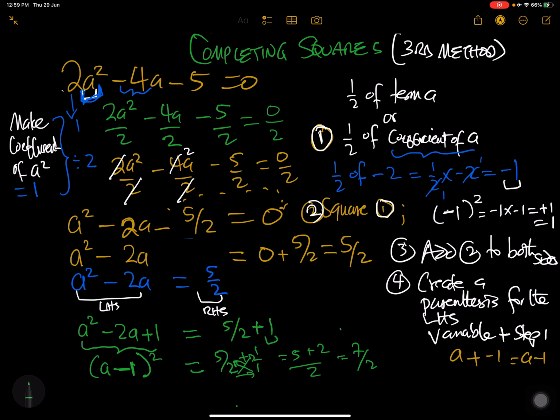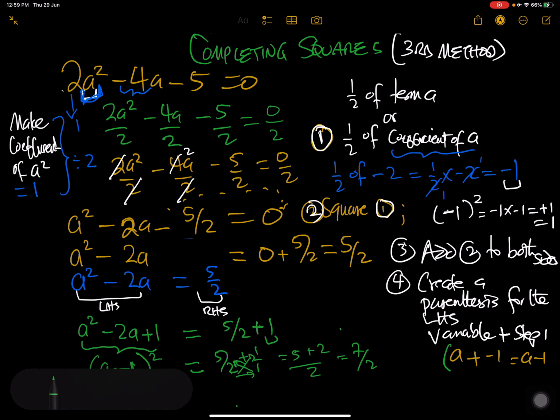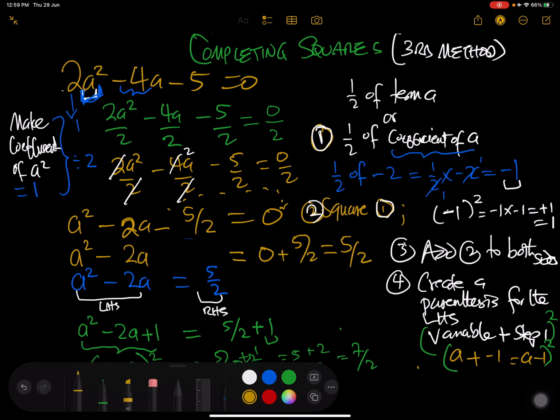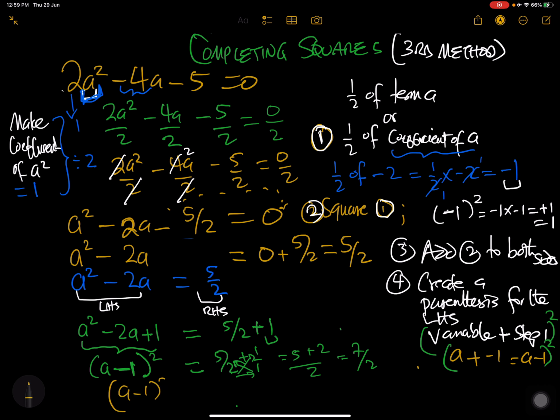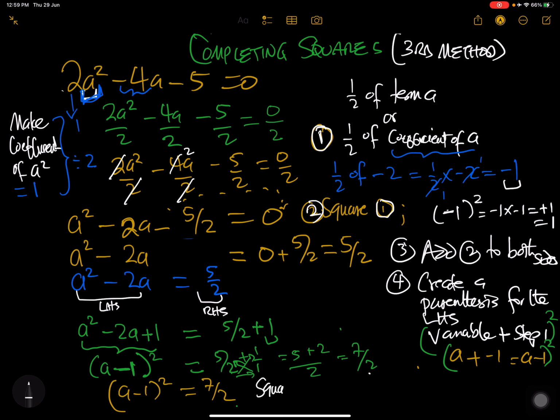Now we're having a minus 1 squared. We said that we add the variable plus step 1 and square it. So we're going to have a minus 1 all squared is equal to 7 over 2. And then we take the square root of both sides.